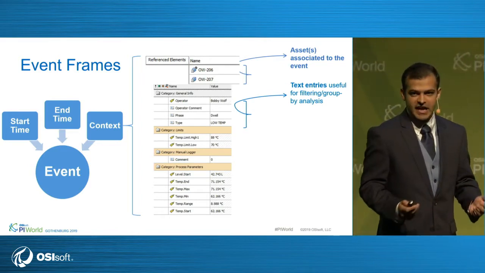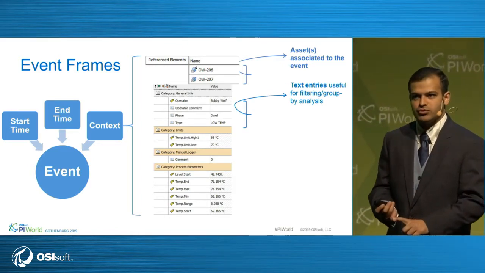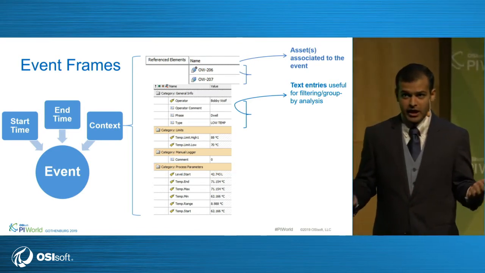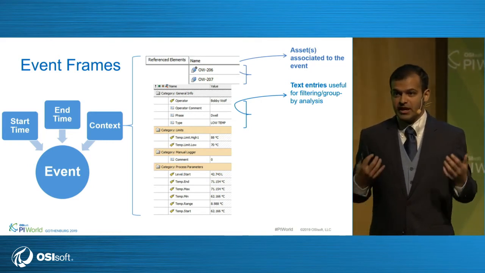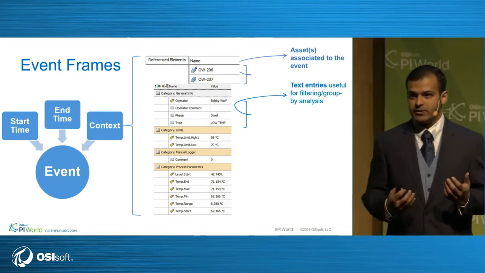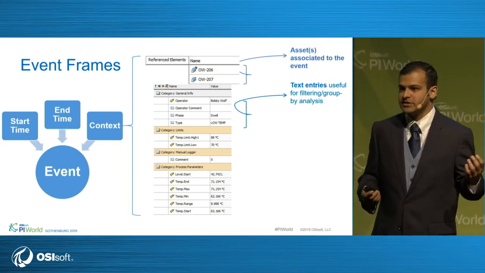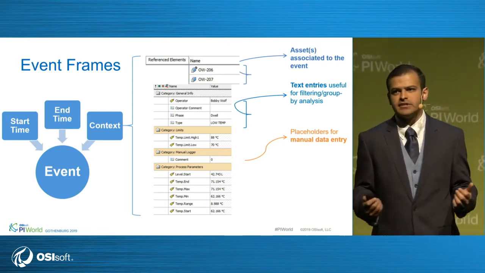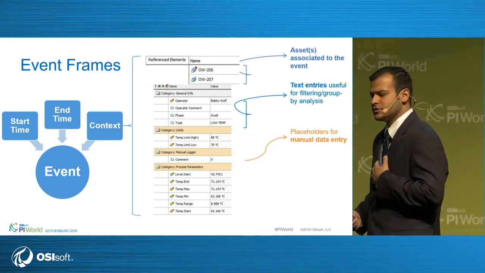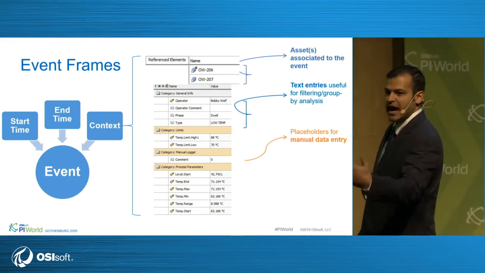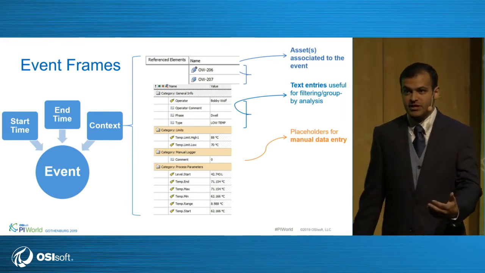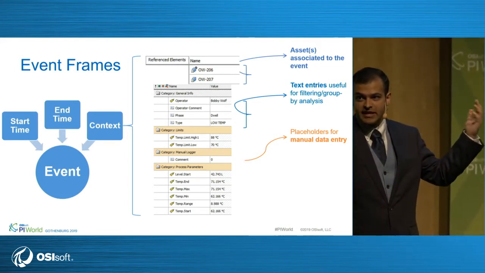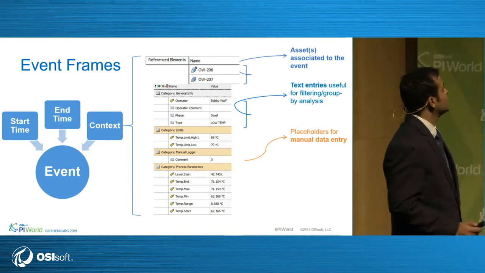Then you have text entries, like which operator shift was working, what is the manufacturer of your pump, anything that is text, your metadata. It also helps you later on when we are capturing and utilizing these event frames to filter them using these text entries. Then we don't just want to get data from sensors and do some calculations. There are operators who look at these devices or assets on their own, and they are the subject matter experts. They have some expertise to enter, so it allows you to enter contextual, manual data as well.